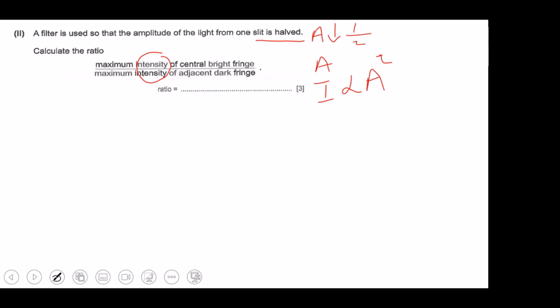Of course, the central fringe is always a bright fringe due to complete constructive interference. Then you have a dark fringe, which is due to destructive interference.